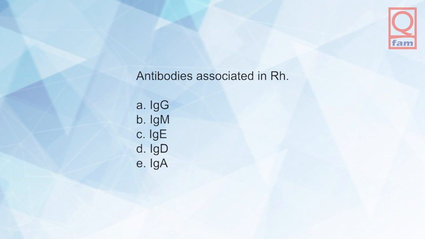Antibodies associated in Rh? A. IgG. B. IgM. C. IgE. D. IgD. E. IgA. The answer is A. IgG.